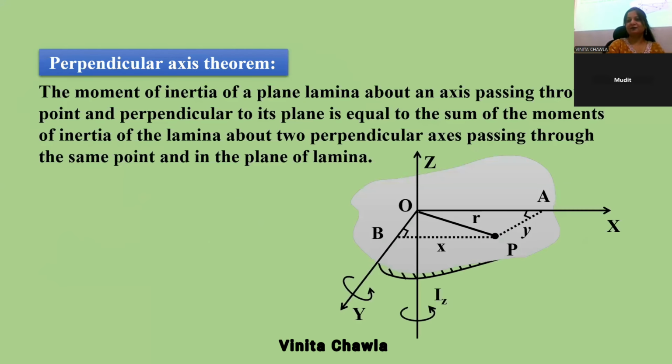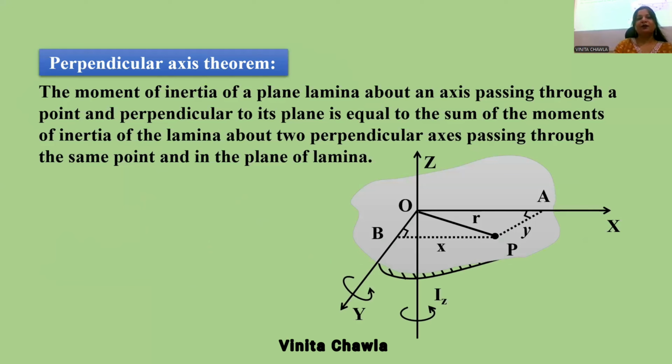It states that the moment of inertia of a plane lamina about an axis passing through a point and perpendicular to its plane is equal to the sum of the moments of inertia of the lamina about two perpendicular axes passing through the same point and in the plane of the lamina. Please write the statement first. The statement is important. Sometimes they ask you in the exam to state the perpendicular axis theorem. You will copy and paste it like this, okay? Now see how we do the perpendicular axis theorem.